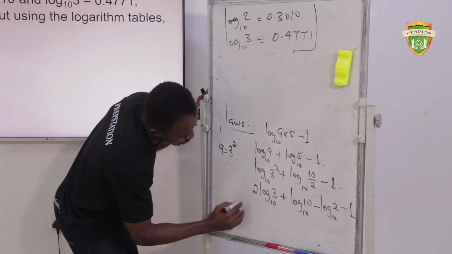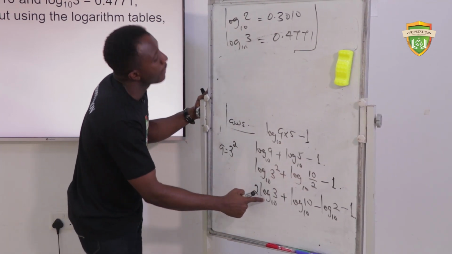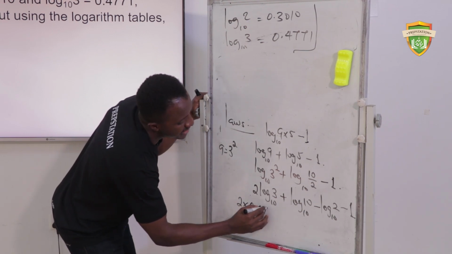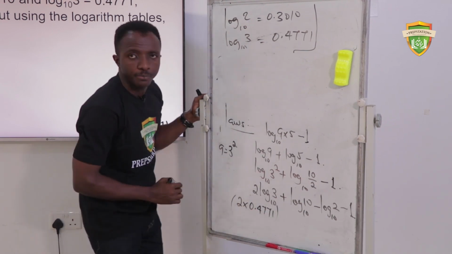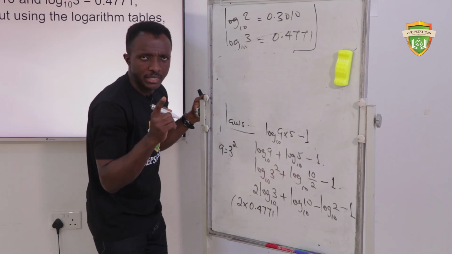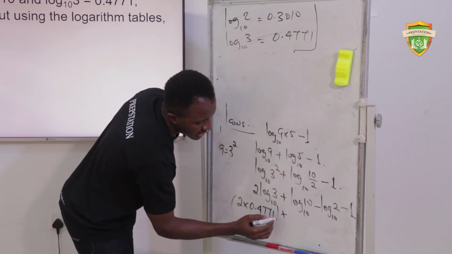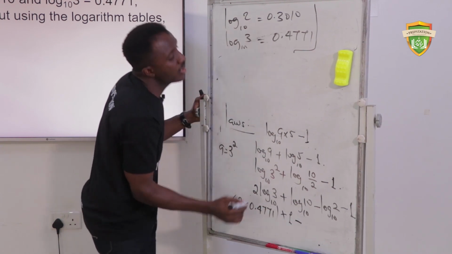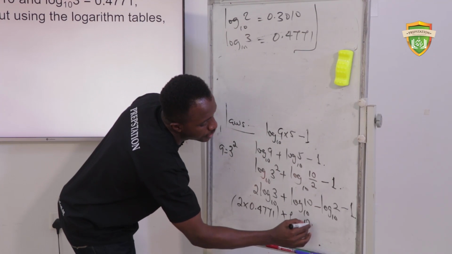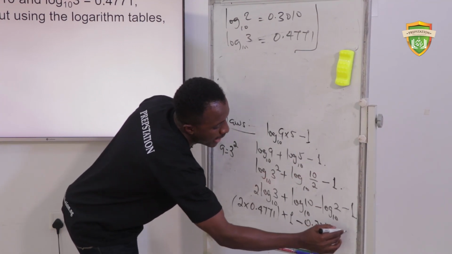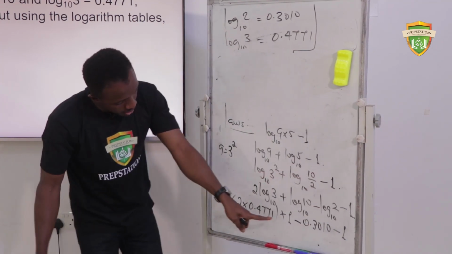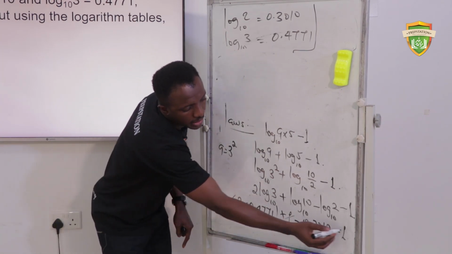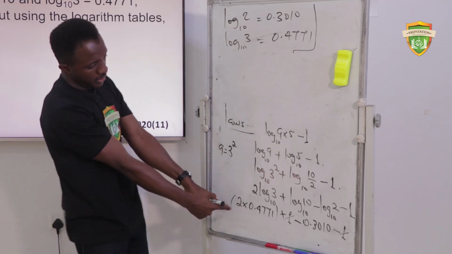This will give us 2 times log 3 to base 10 is 0.4771. I'm going to put that in my bracket. Please learn to use brackets. Okay? It makes your work simple and easy. Now, log 10 to base 10 is 1 minus log 2 to base 10 is 0.3010 and then minus 1. So, minus 1, this is plus 1, this is minus 1. We will cancel out. Leaving us with what we have here.